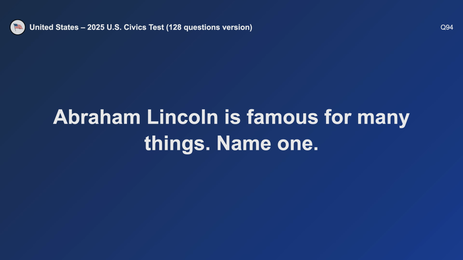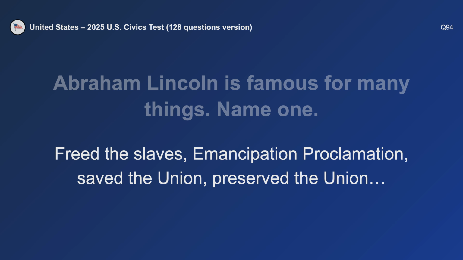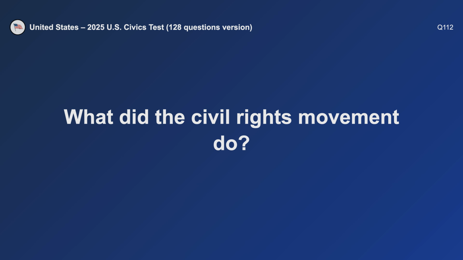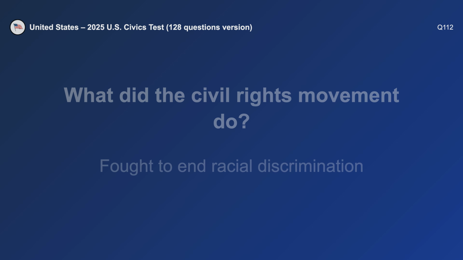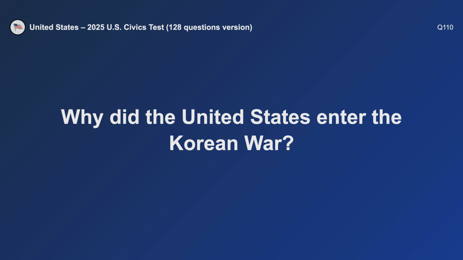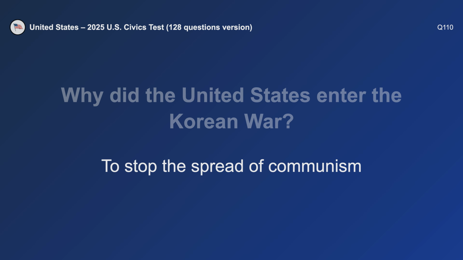Abraham Lincoln is famous for many things. Name one. Freed the slaves. What did the civil rights movement do? Fought to end racial discrimination. Why did the United States enter the Korean War? To stop the spread of communism.